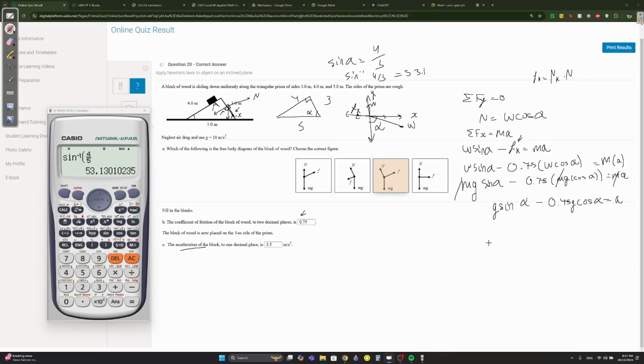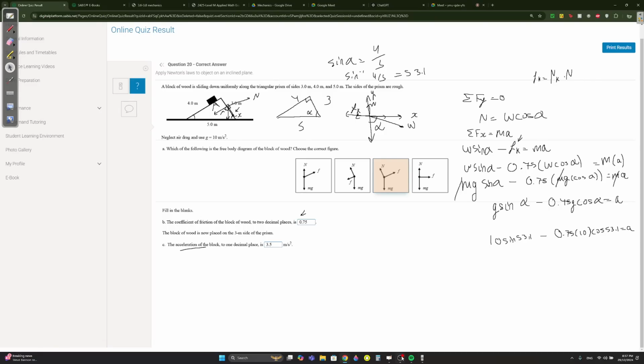Okay, so it's going to be g sine alpha, so 10 sine 53.1 minus 0.75 times 10, which is 7.5, cosine 53.1, is equal to a. So you're going to get 3.5. Whoa! Hardest Mechanics AMS.